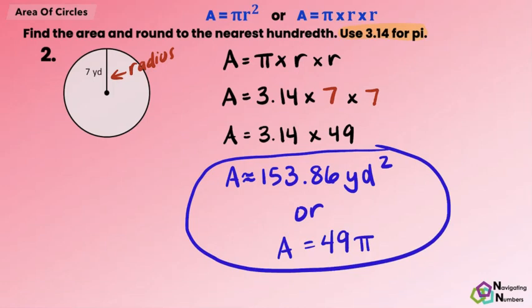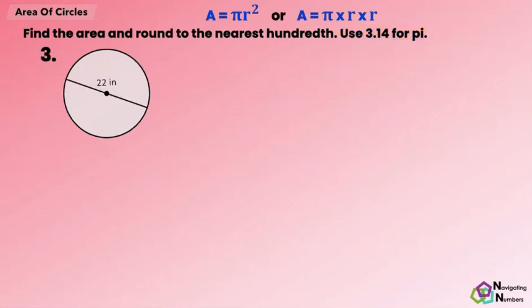Okay. Here we go. Number 3, find the area and round to the nearest hundredth. Here we have a diameter of 22. Now what you should notice is that area only has one formula, which uses the radius. So here we need half of that. So half of 22, which is the radius, that is 11. So 11 here is the radius.